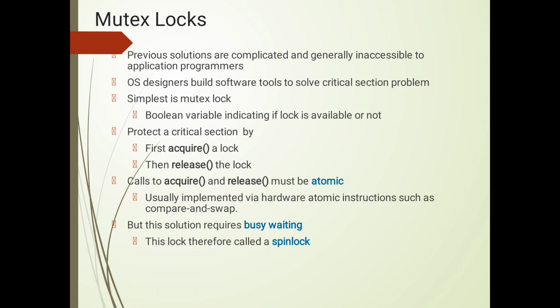So next one is mutex locks. Previous solutions are complicated and generally inaccessible to application programmers. So designers build software tools to solve the critical section problem. The simplest is the mutex lock. It is a boolean variable indicating whether the lock is available or not. Here we protect a critical section by first calling the acquire function and then the release function. The calls to acquire and release must be atomic, so they are usually implemented by hardware atomic instructions such as compare-and-swap.